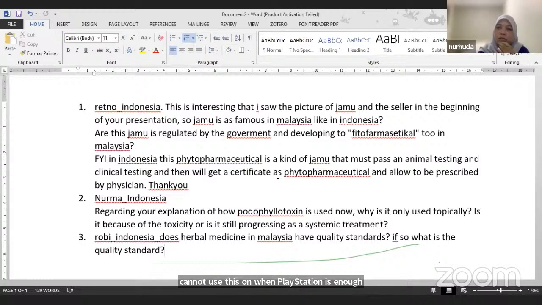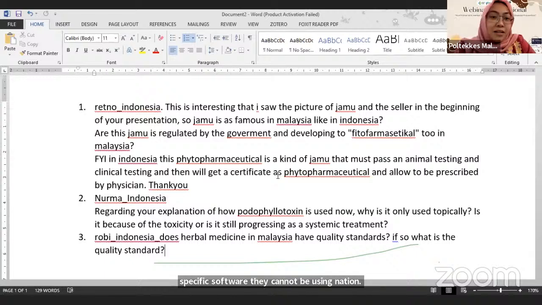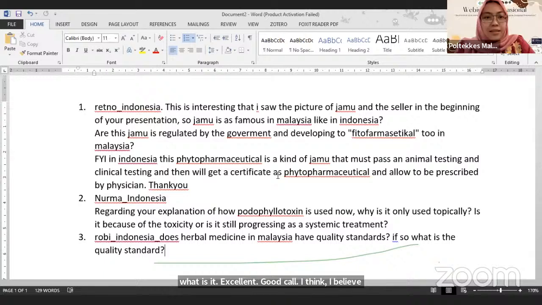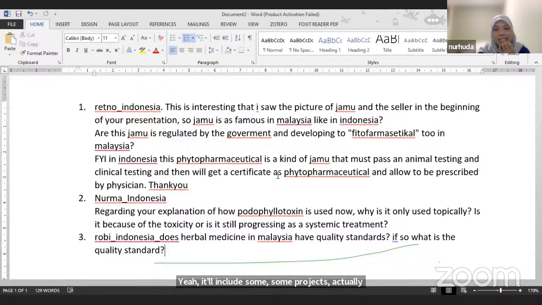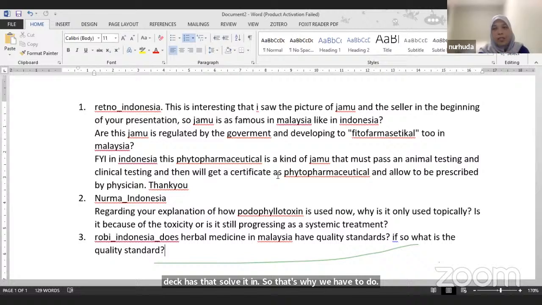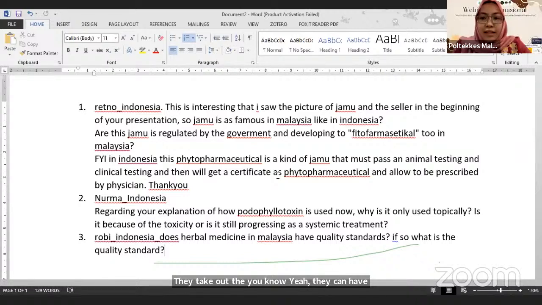Is there any specific solvent that cannot be used in Indonesia, if you know? Oh, that's the illegal one actually. Ethylene glycol, I think. Yeah, ethylene glycol. In some products we detected that the product has that solvent in the medicine, so that's why we have to take the medicine out. That can happen. Okay.